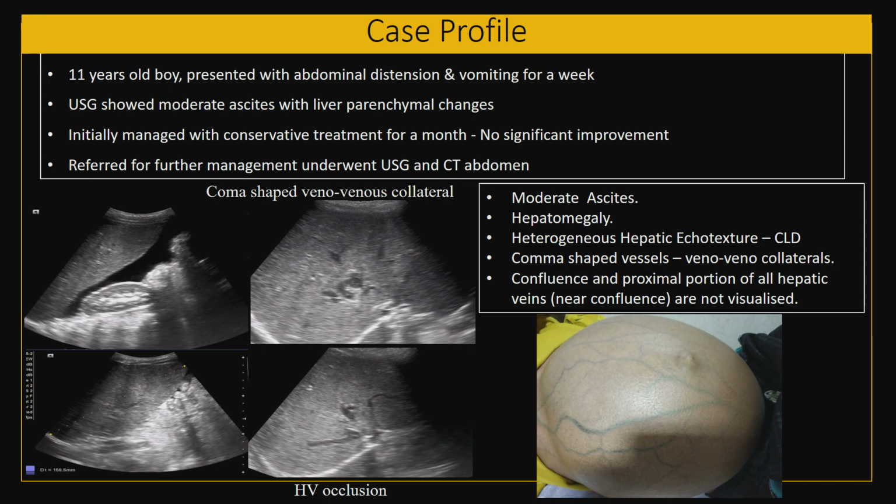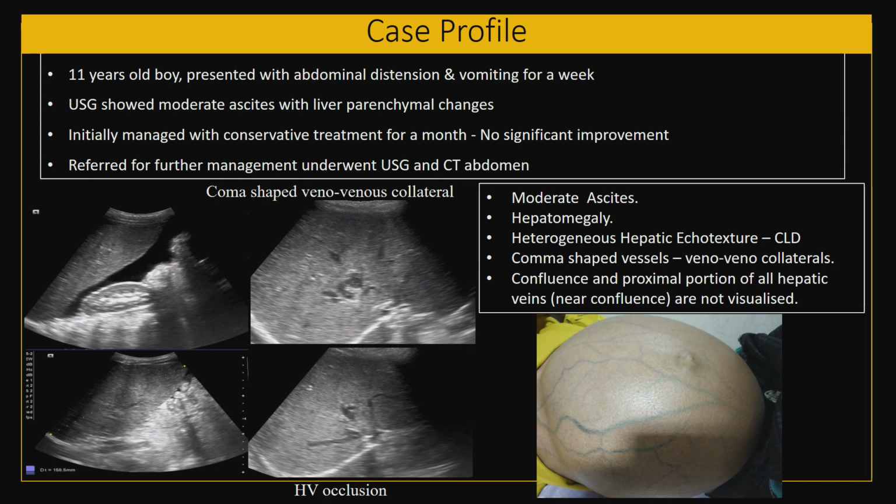Another case, an 11-year-old boy with abdominal distension and vomiting for 1 week. Ultrasound showed moderate ascites, as you can see on the ultrasound images, with liver parenchymal changes. He was initially managed conservatively for about a month with no significant improvement, and he was referred for further management here.